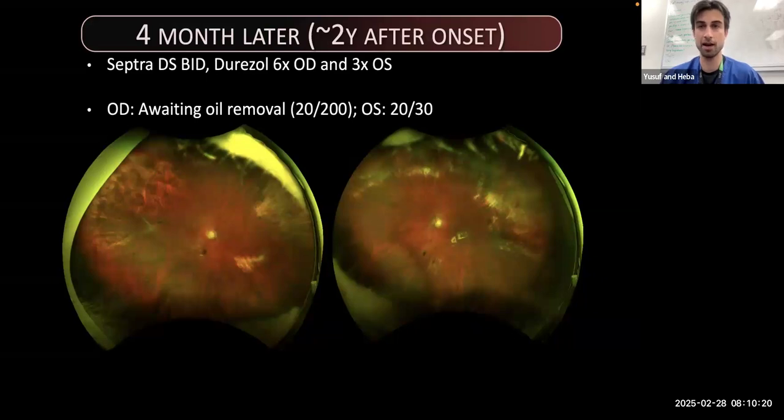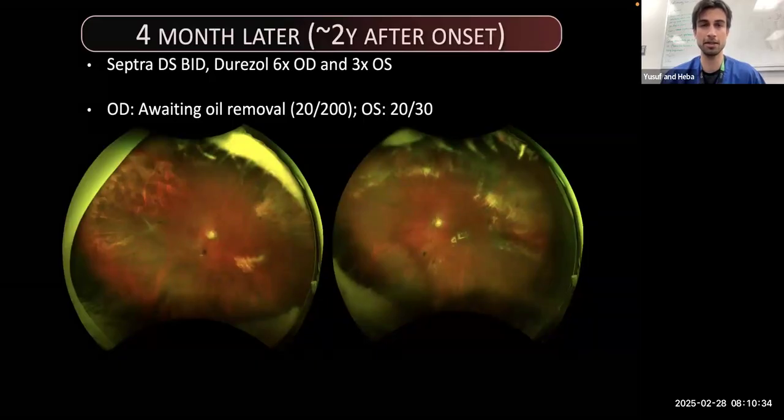They were not on any antivirals over the past 4 months. The vision was 20/200 in the right eye, 20/30 in the left eye, but they underwent a vitrectomy in the right eye, so we're awaiting silicone removal. That's probably the reason for the decreased vision. So great response to the Septra and the toxo treatment after the IgM, IgG, and the toxo PCR came back positive.